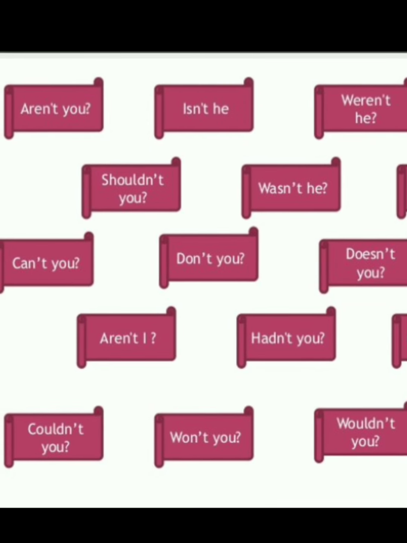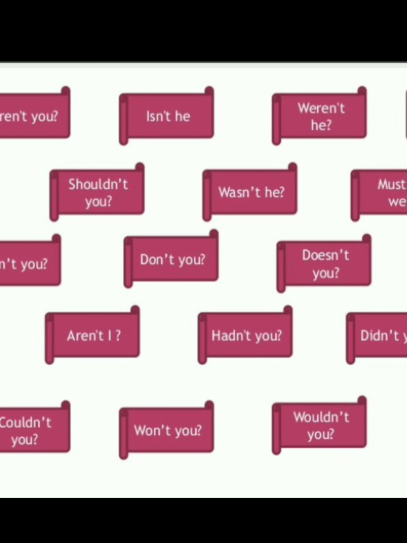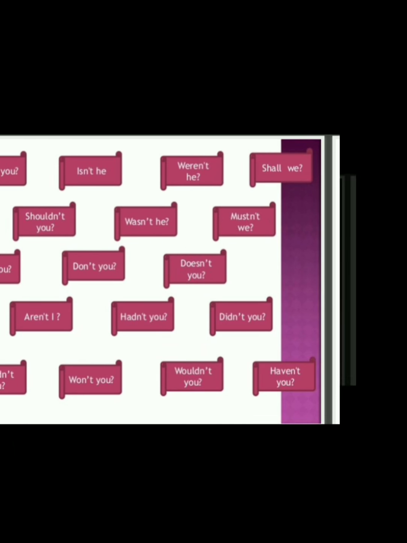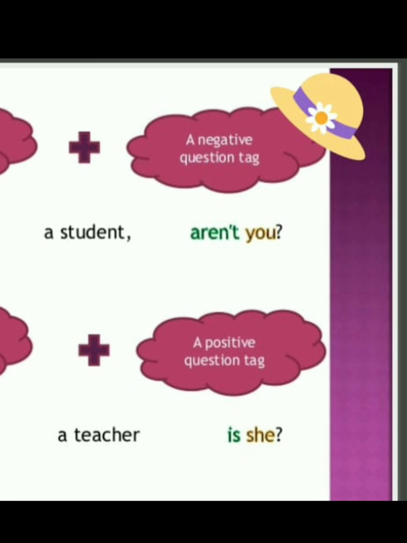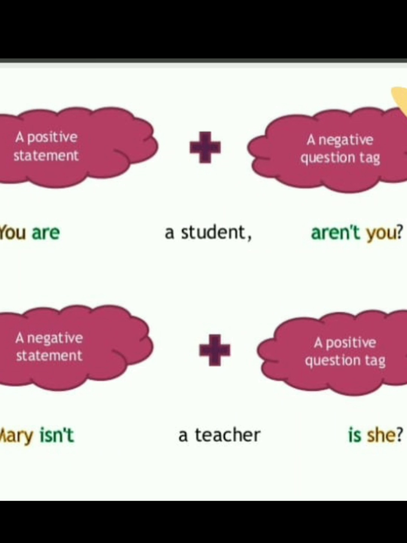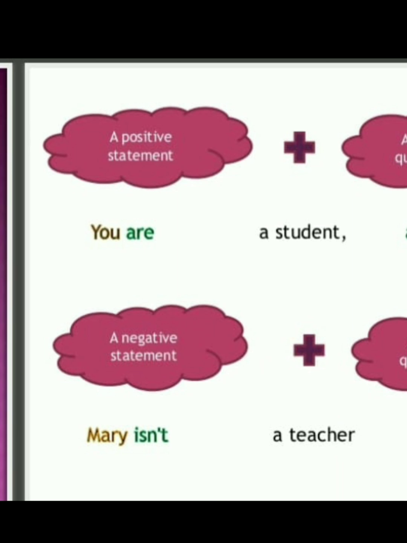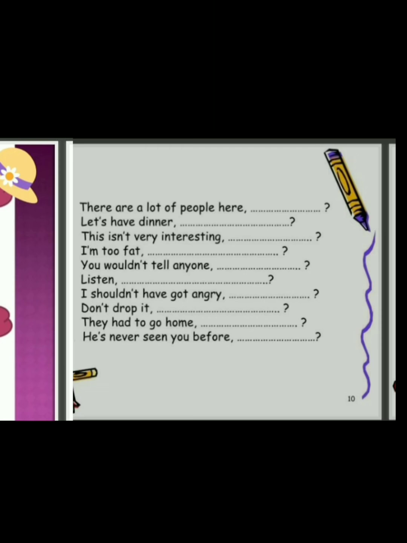Negative tags. See, once the word no or not comes in, it becomes a negative tag. Look at the word. Doesn't means does not. Was not he, wasn't he. Once you include the word not or no, it becomes a negative question tag. A positive statement plus a negative question tag. See, you are a student, aren't you? These are all rules you have to remember. A negative statement, Mary isn't. Isn't means is not. Mary is not a teacher. So the question tag is positive. This you have to learn by heart.